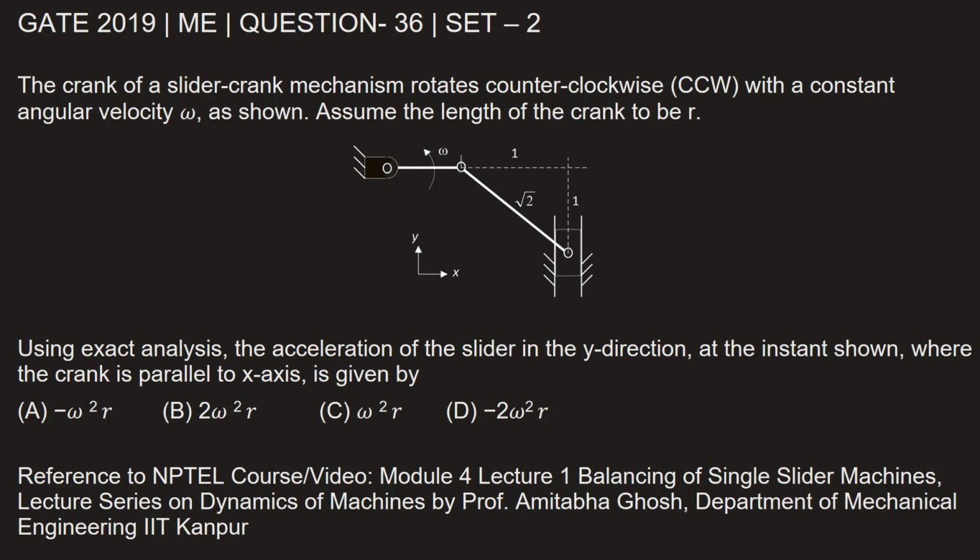This question is from GATE 2019 Mechanical Engineering paper set 2, question number 36. The crank of a slider crank mechanism rotates counterclockwise with a constant angular velocity omega as shown. Assume the length of the crank to be r. Using exact analysis, the acceleration of slider in the y direction at the instant shown, where the crank is parallel to x-axis, is given by. Let's find out.